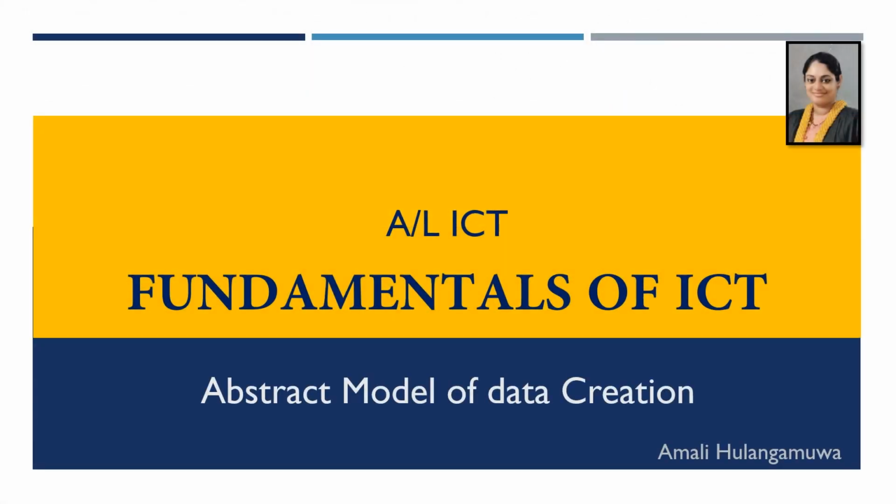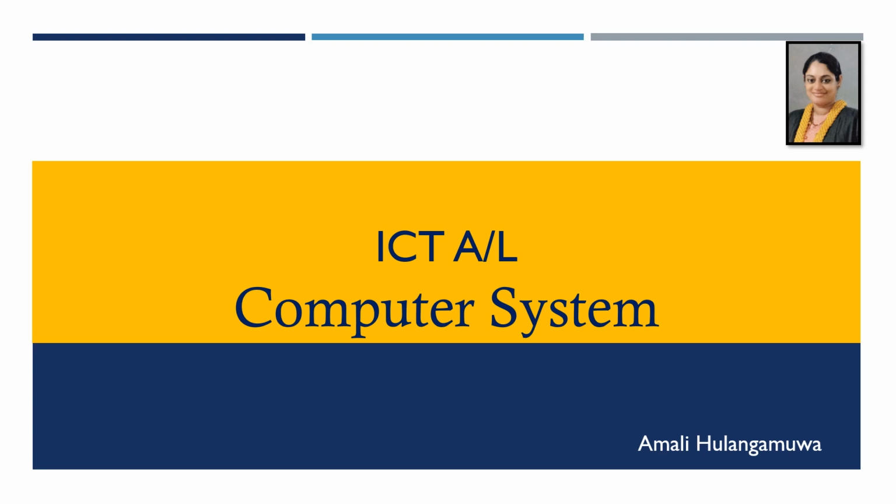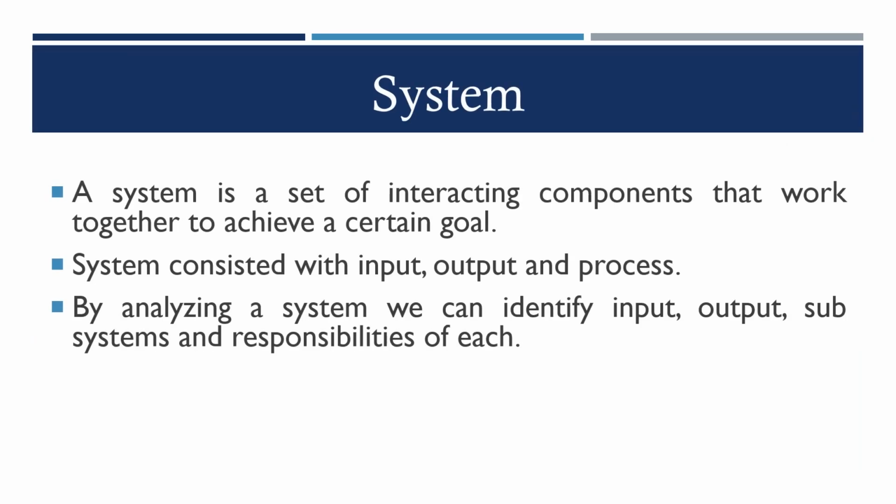Today we are going to learn about abstract model of information. First of all, we'll see what you mean by a system. The system definition is a set of interacting components that work together to achieve a certain goal. So what are the components in a system? Those are input, output, and process.